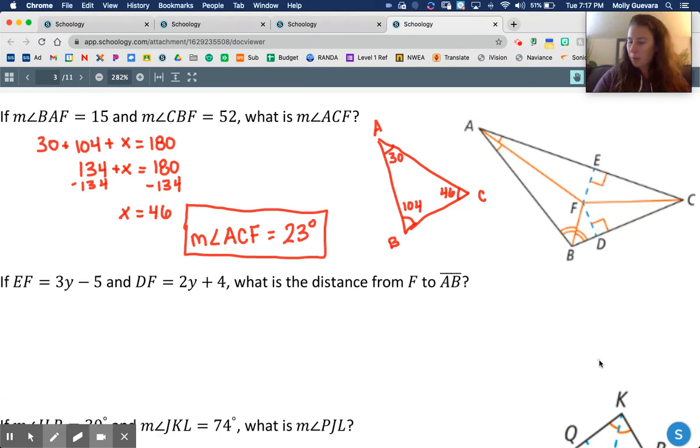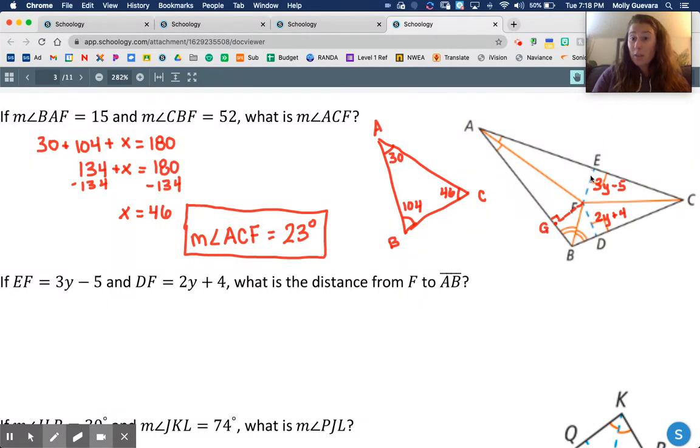All right, so let's look at part B here. And again, I'm going to fill in the information I know. I'm given that EF is 3y minus 5. And I'm given that DF is 2y plus 4. And it wants to know what is the distance from F to AB. So again, keeping in mind that that distance always has to be perpendicular. And let's call this G or something, right? So it wants us to find what is FG.